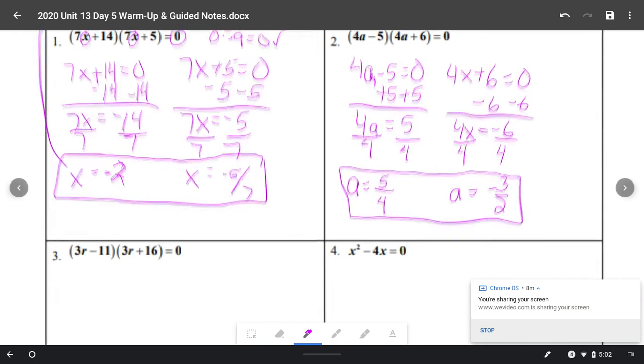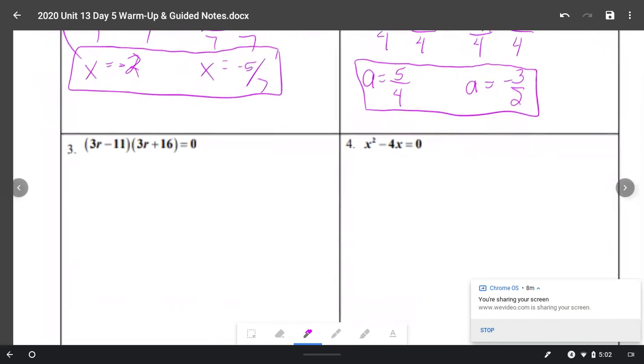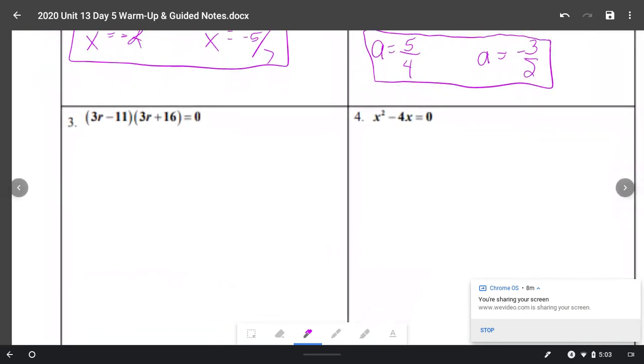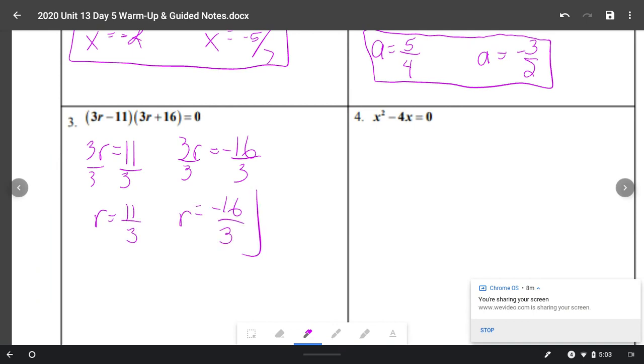If we continue to move on, number 3, I'm going to allow you guys to press pause. Why don't you try it and see if you get the same two fractions that I got. All right, welcome back. So this is what you should have done. You should have added the 11, subtracted the 16 when you made them both equal to 0. You would have divided by 3. Got 11/3 and negative 16/3. So those would have been your two answers if you would have done this on your own.